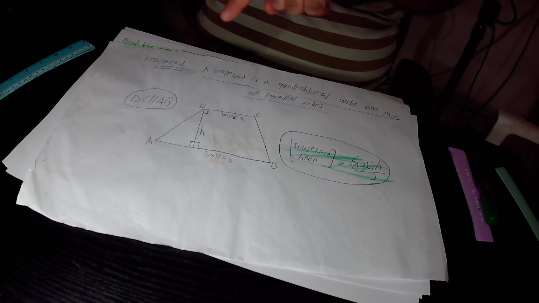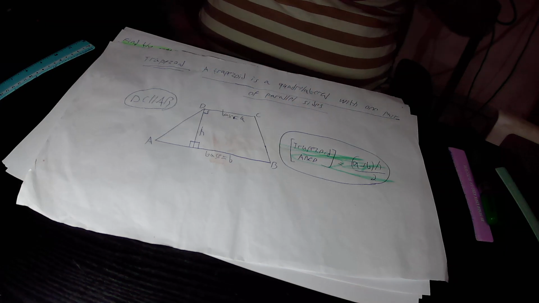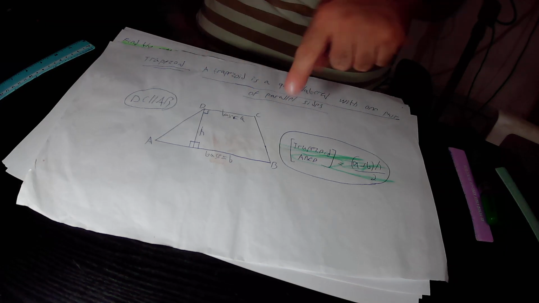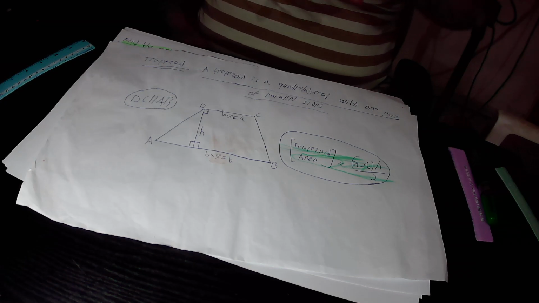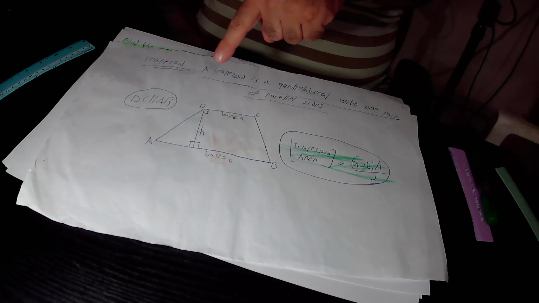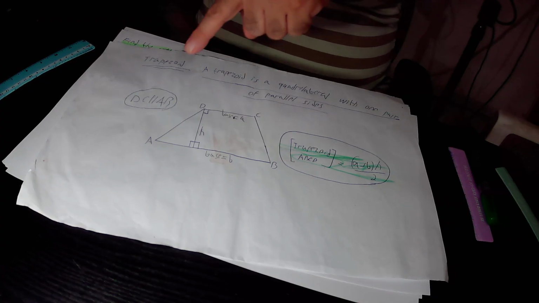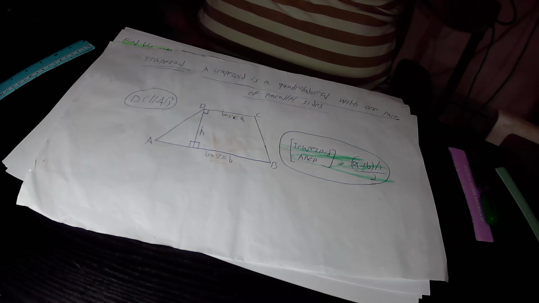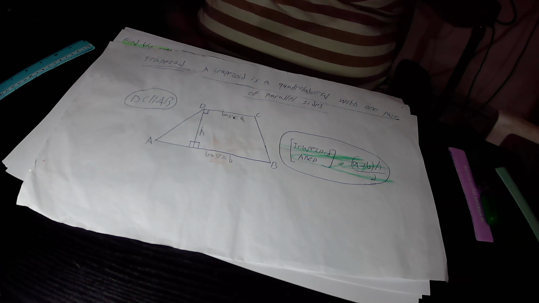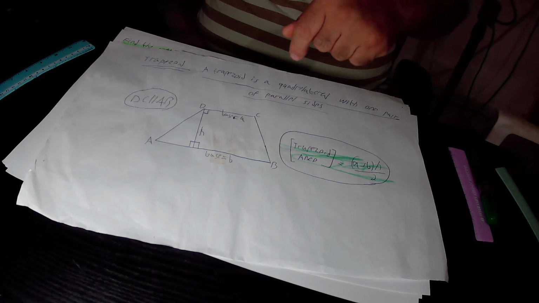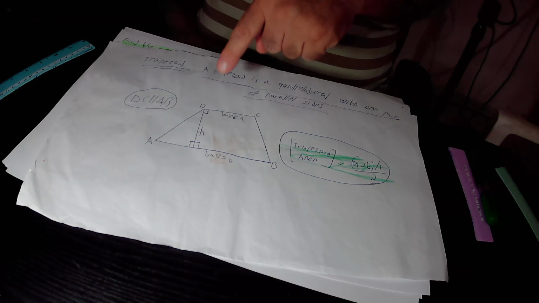The two parallel sides DC and AB are defined as the bases of this trapezoid ABCD. If we define the length of base DC as A and the length of base AB as B, then the area of this trapezoid ABCD equals the sum of its two parallel bases, A plus B, times the height over 2. The height must create 90 degrees with the two parallel bases.